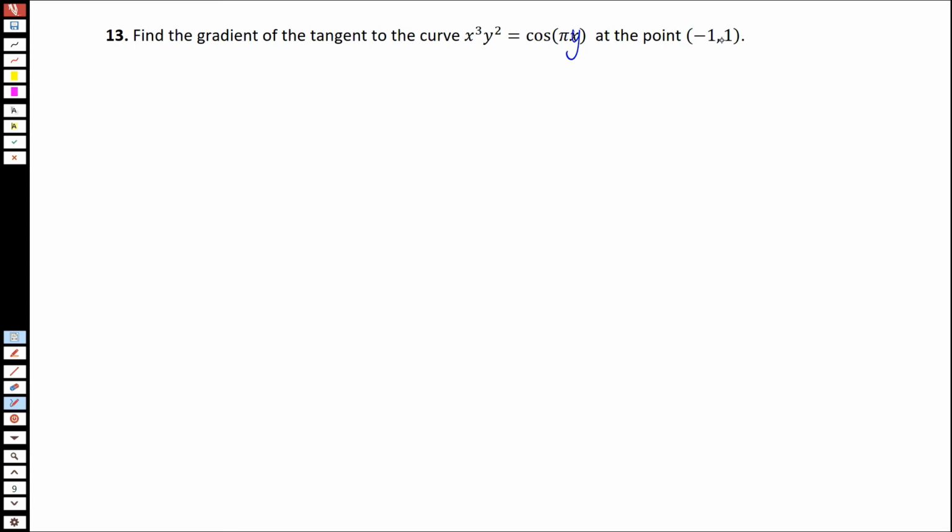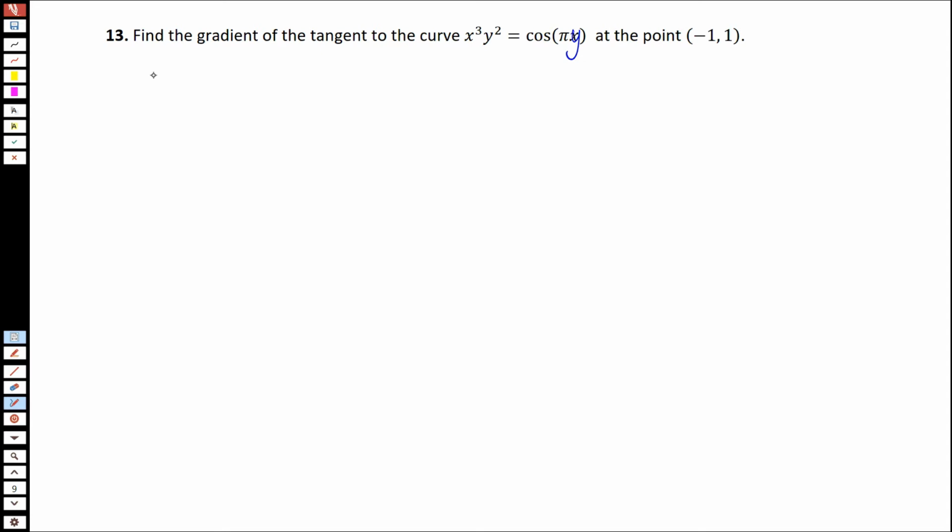In number 13, we are required to find the gradient of the tangent to this curve at the point (-1, 1). For us to be able to find the gradient of the tangent to this curve, we need to find dy over dx. And then once we have our expression for dy over dx, we shall plug in the point (-1, 1) to find the gradient of the curve at that point, and that gradient represents the gradient of the tangent at that point. So the first step here will be to find dy over dx.